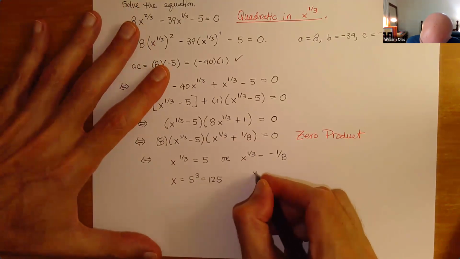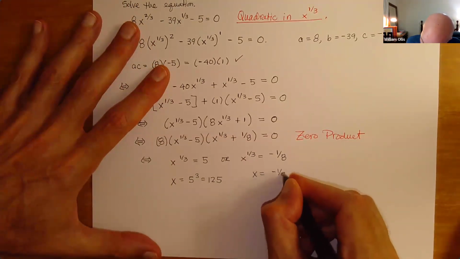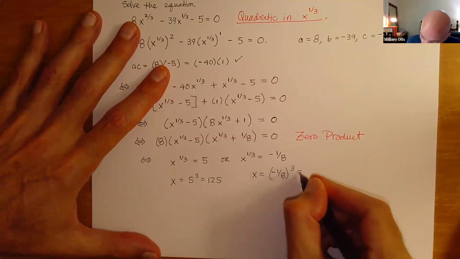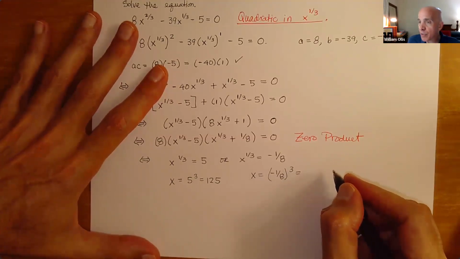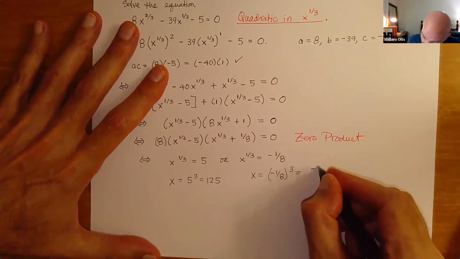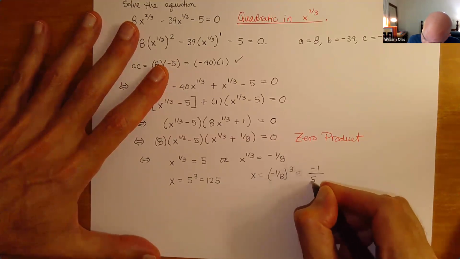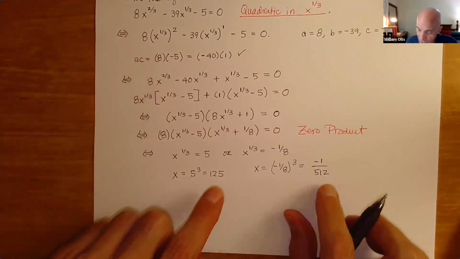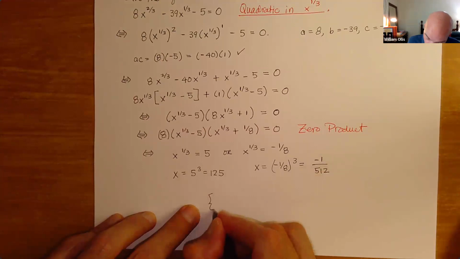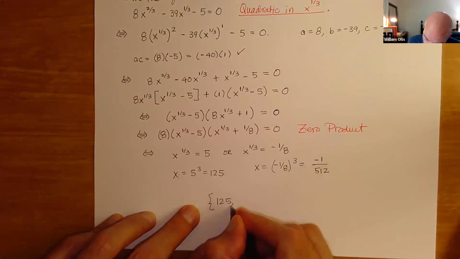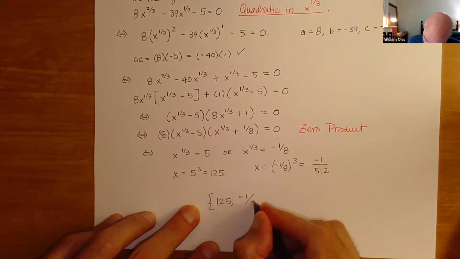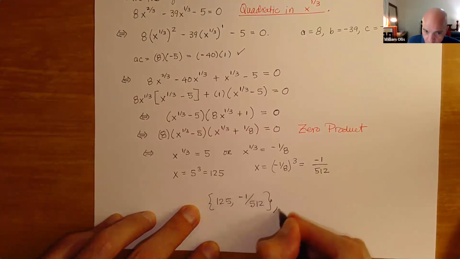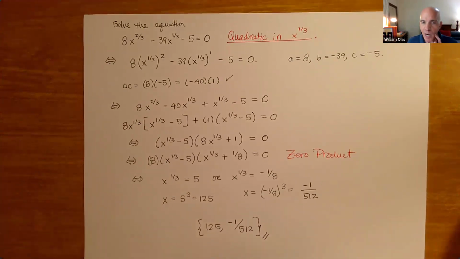So again, x equals negative 1/8 to the third power. And of course, 8 to the third power is 512. So that gives us negative 1 over 512, 64 times 8. Again, another power that we use quite a bit. And these are legitimate. So now we have solutions 125 and negative 1 over 512. So the key with the quadratic form is simply witnessing the pattern.